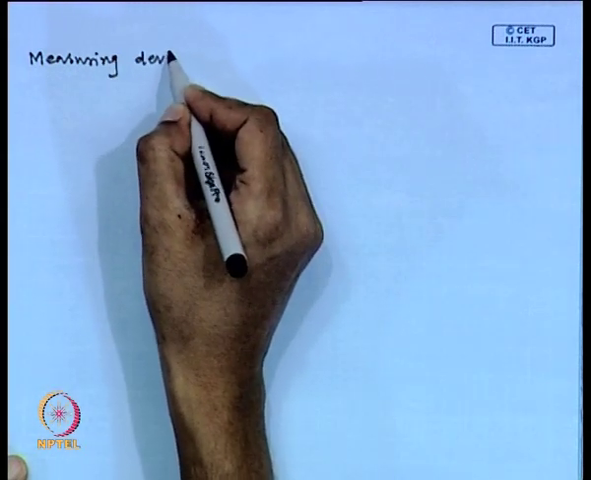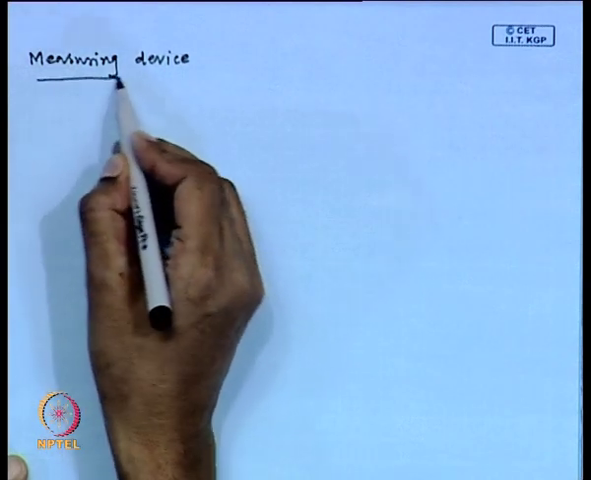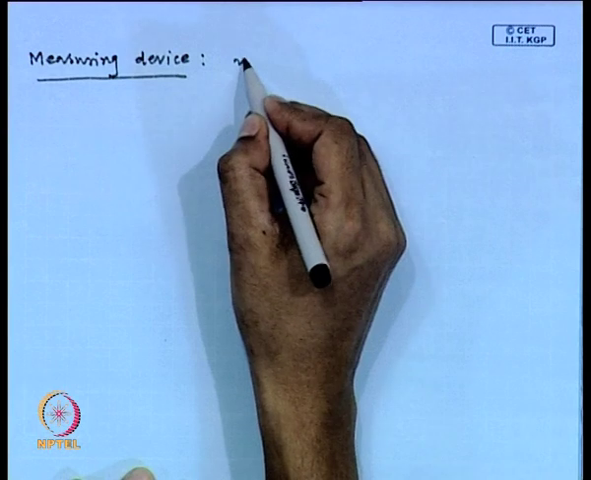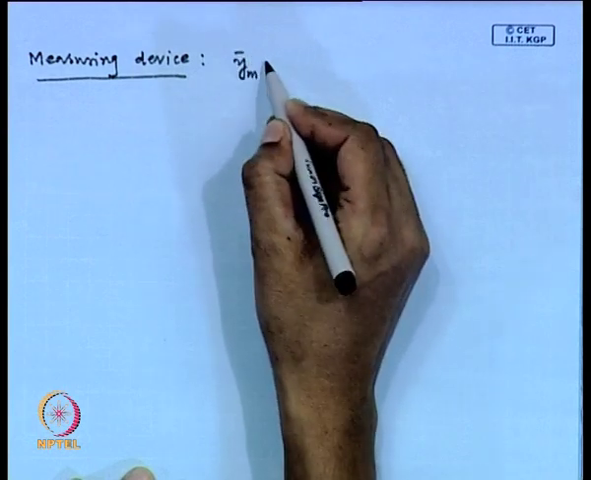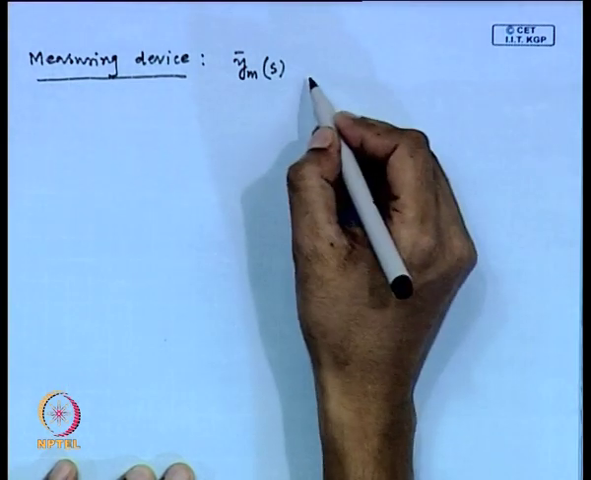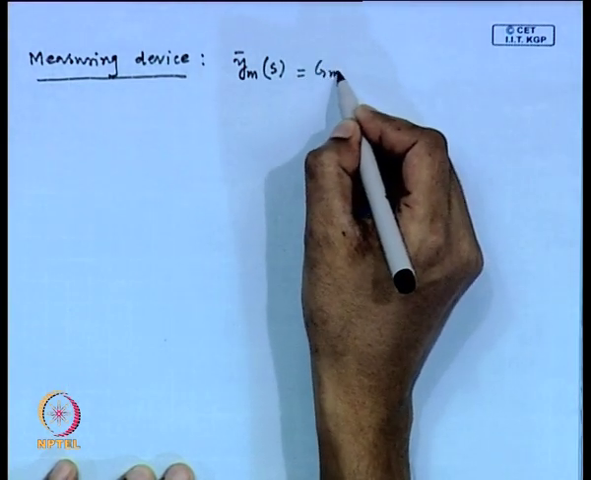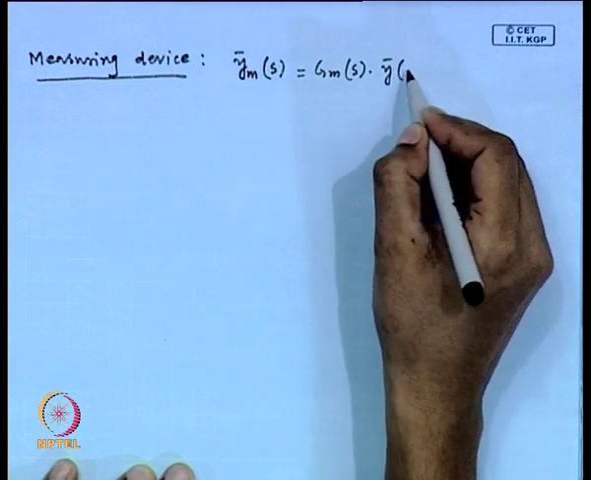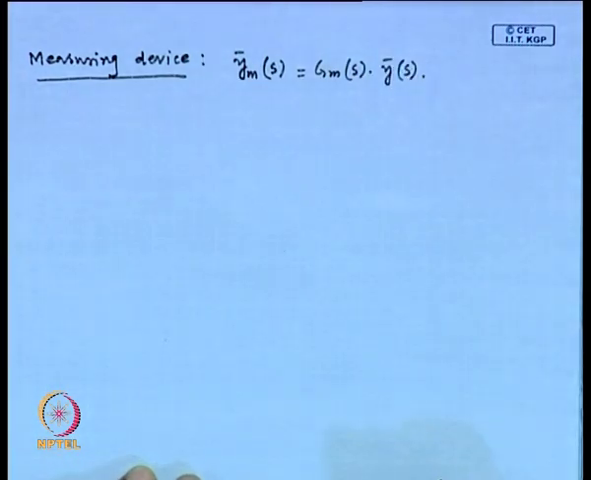Measuring device. Measuring device output is y m. So, in Laplace domain y m bar s equals G m s y bar s. For the measuring device we can write this equation, output equals transfer function multiplied by input.